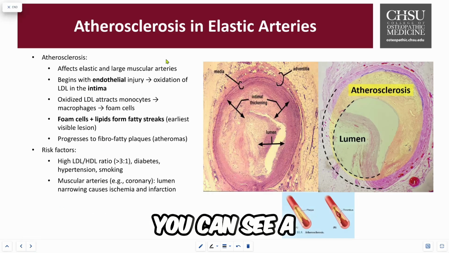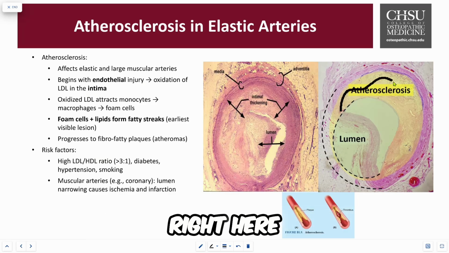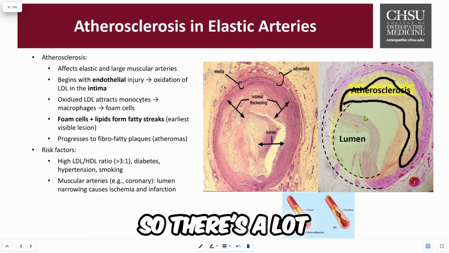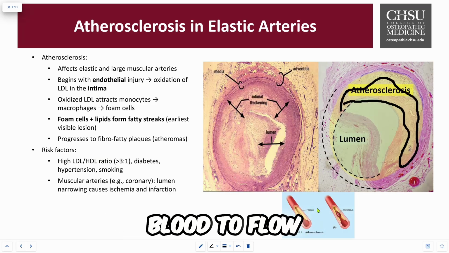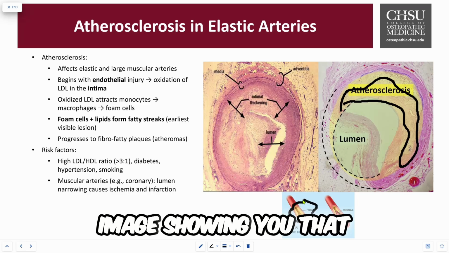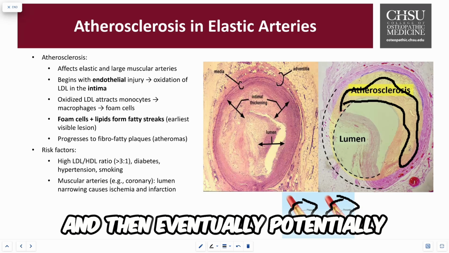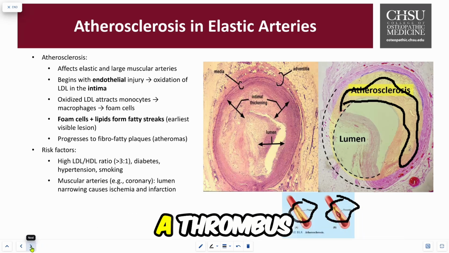And on the right, you can see a picture of the atheroma right here, blocking the lumen, so there's a lot less space for the blood to flow. On the bottom, you have a cartoon image showing you that yellow region of the plaque, and then eventually potentially causing a clot called a thrombus.